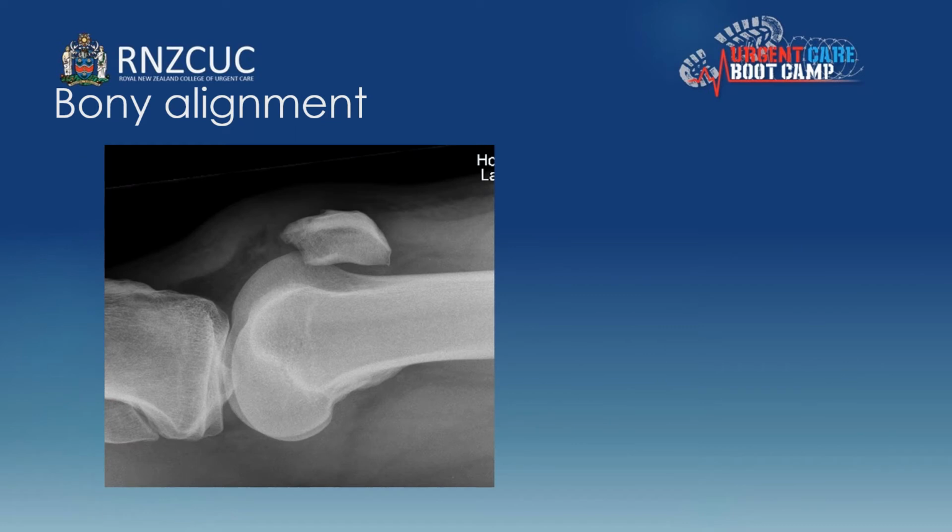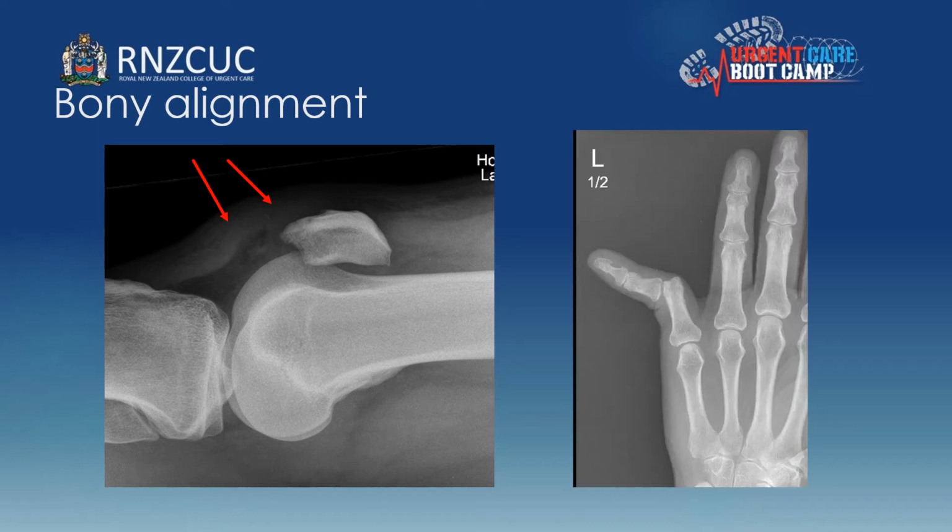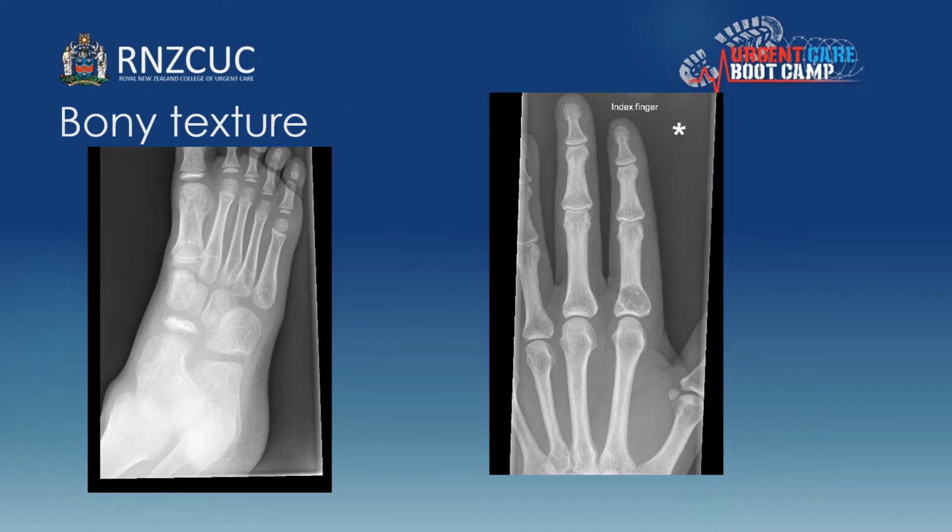Sometimes the bony alignment changes are subtle. You can see that there's a slight gap and the patella is slightly riding high here. This person's got a patellar tendon rupture, and sometimes alignment problems are quite obvious. So looking onto bony texture, you can see that this child has got AVN of the navicular bone, and this adult has something growing in their proximal phalanx of their index finger, which could well be something like a giant cell tumour.